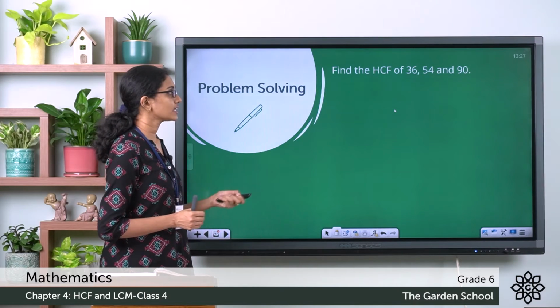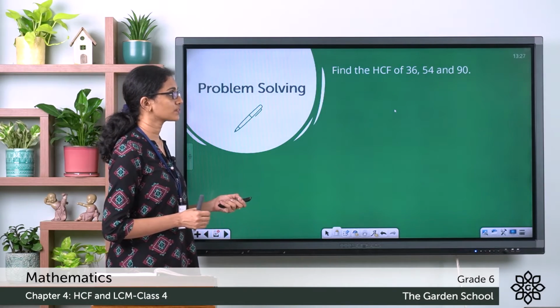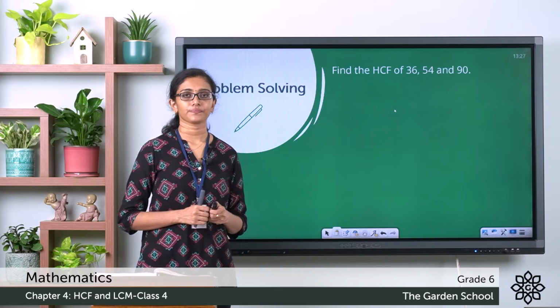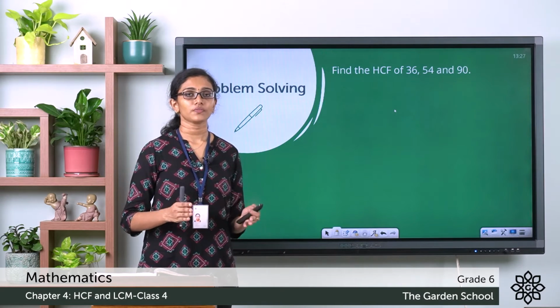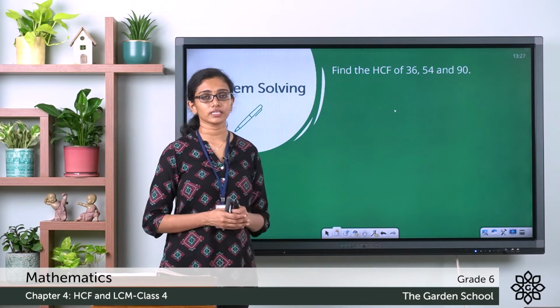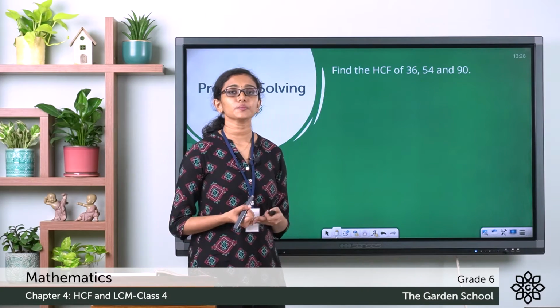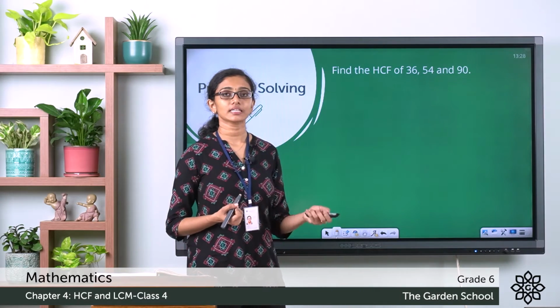The question is: find the HCF of 36, 54 and 90. So what is the first step? You have to prime factorize each of these numbers given here. Now how do you prime factorize the first number here, 36?